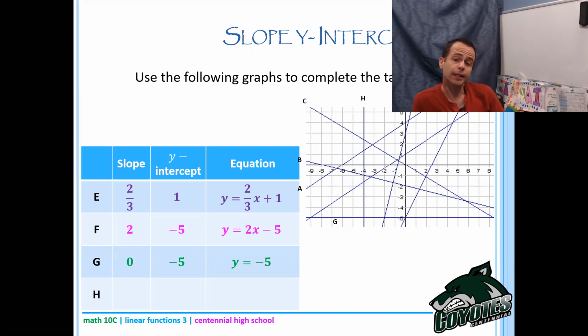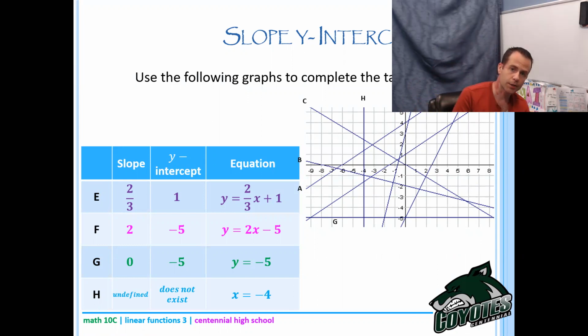And then for h, that's a vertical line, that is all rise and no run. So that would be something over 0, which would be undefined. The y-intercept doesn't exist in this one, and the equation would be x equals -4. Remember, the equation of every horizontal line should be y equals whatever the number is, and the equation of every vertical line should be x equals whatever the number is. Okay?